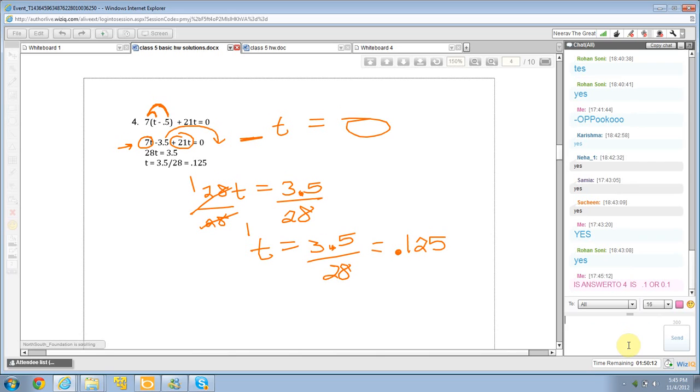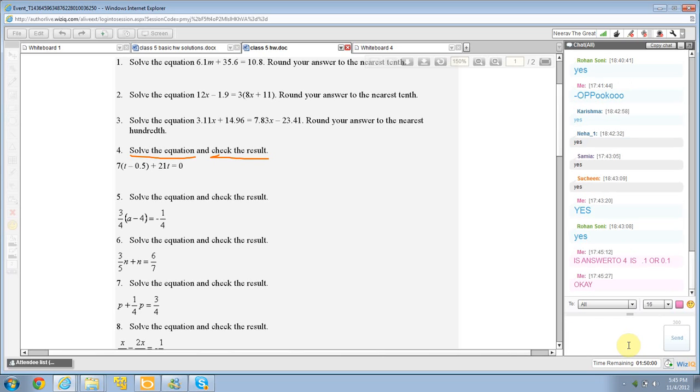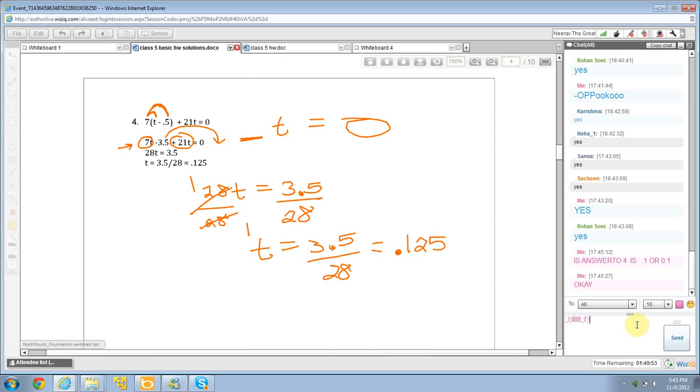The answer to 4 is 0.125. Because they never asked us to round it, they just said solve the equation and then check the result. So by rounding it, you're going to get a slightly off answer. So only round it when the problem or the competition is asking you to. But when they say just solve it, you'll either leave it in a fraction or leave it in a decimal if it's a pretty nice decimal. And this is fairly nice.